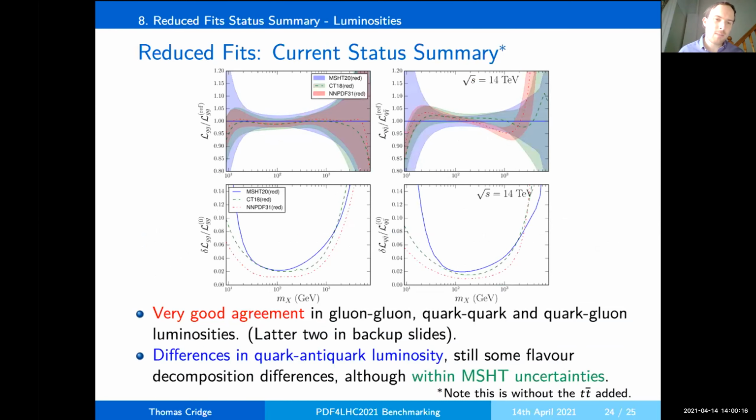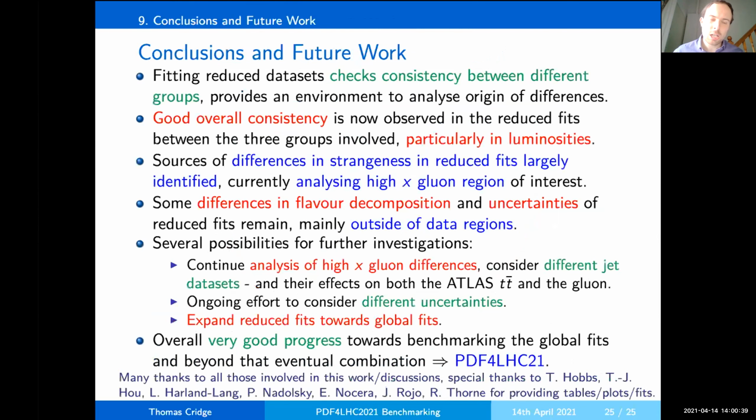You can see in the top left here, the gluon-gluon luminosity for these three groups' reduced fits are in very good agreement. And the same holds for quark and quark-gluon. For the quark-antiquark in the top right, there are perhaps some slight differences in the NNPDF3.1, which is, albeit just about within uncertainties, which perhaps is related to remaining flavor decomposition differences that we should look further into. So moving on to the last slide, which is just the conclusion slide.